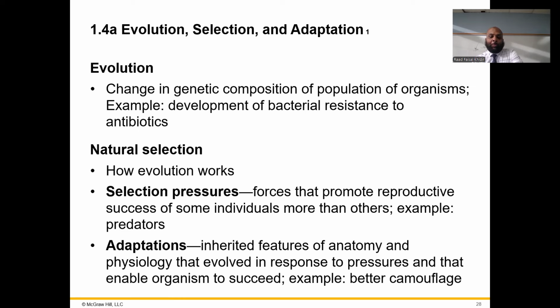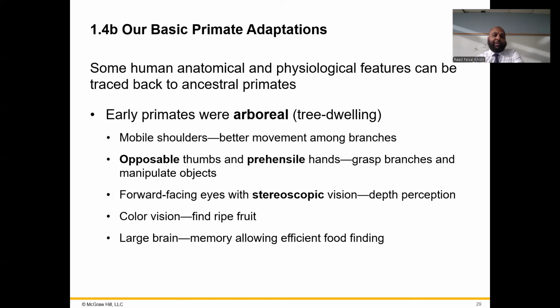Okay, so some lizards develop the ability to camouflage excellently with the trees, and that led to their survival of predator attack. So primates were arboreal. What does arboreal mean? Some human anatomical and physiological features can be traced back to ancestral primates. Arboreal means you live at the top of the tree. That's how you're going to be the safest, away from these dangerous predators, the lions and the tigers and so on.